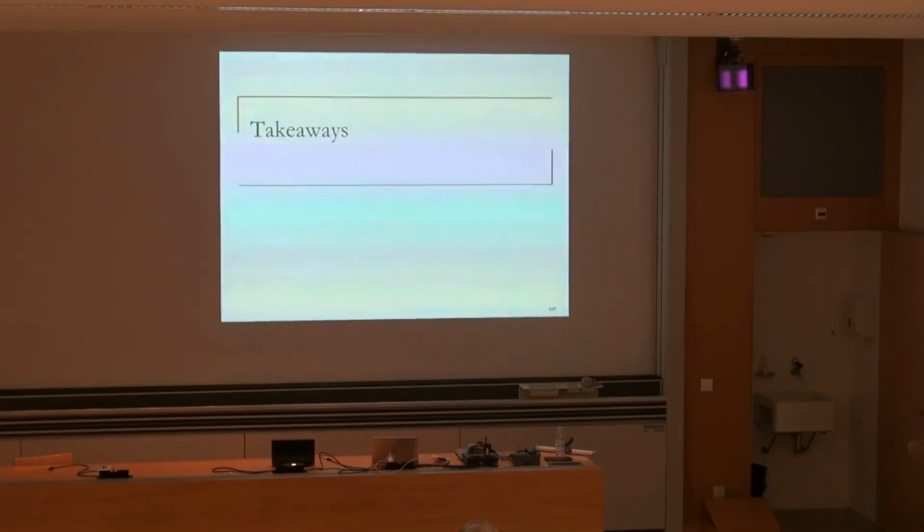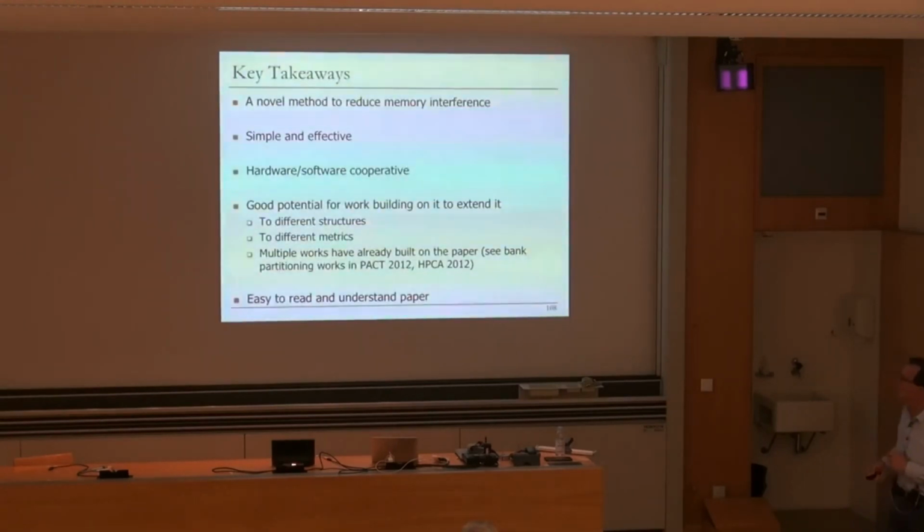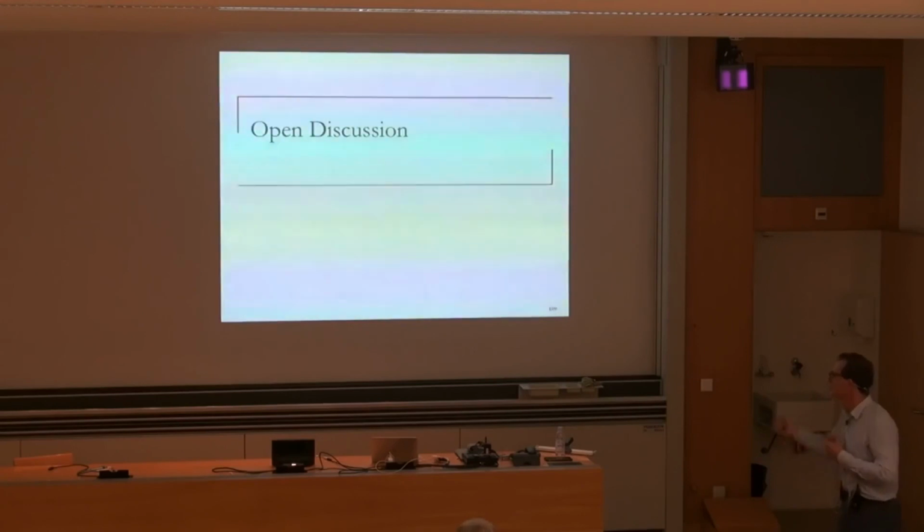So let's go to the takeaways. That's, I think, number 6 or number 5. Basically, the key takeaways, I've already said a lot of this. A novel method to reduce memory interference, simple and effective, hardware-software cooperative, good potential for work building on it to extend it, different structures to different metrics, and actually multiple works from other people in the world have already built on the paper. Some of them have done bank partitioning, and there's a lot more that I didn't write over here. And an easy to read and understand paper. Of course, for me, it's easy to say. For you, hopefully, it will be that way also. But you don't need to read that paper.